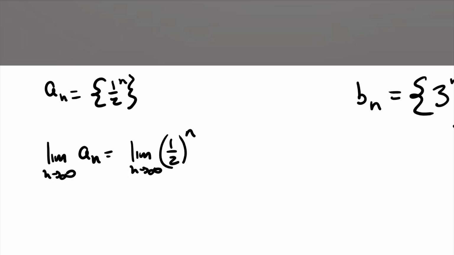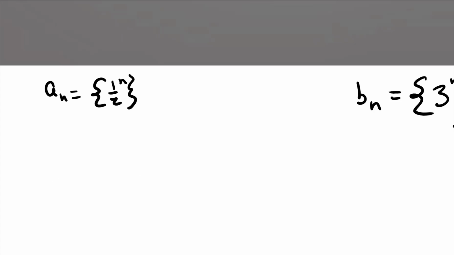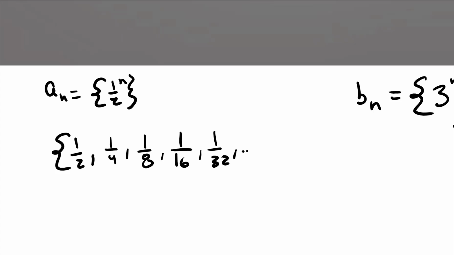So we're looking at this, but I don't actually want to calculate the limit. I'd rather just look at the sequence. So I just want to talk about it so we can see where it's going. I think it's a little easier for us to look at the sequence. So we get 1/2 to the first. What's 1/2 to the second? What's 1/2 to the third? What's 1/2 to the fourth? And so on.